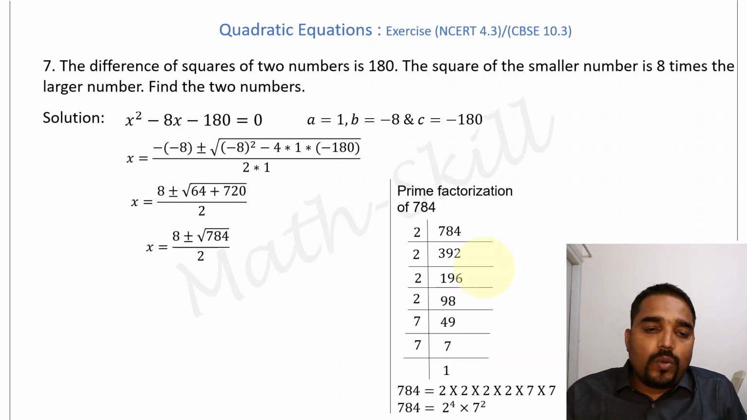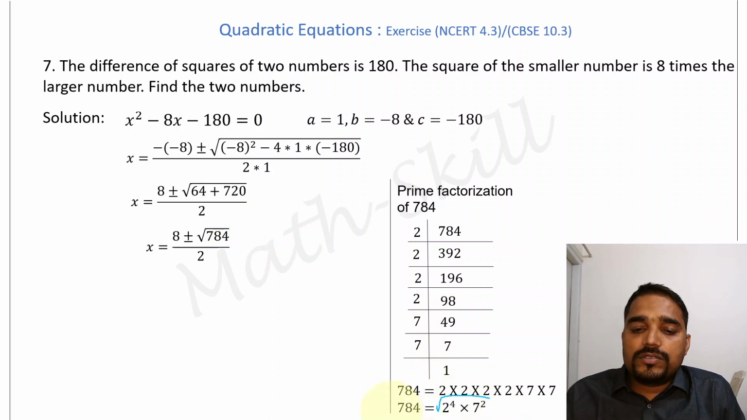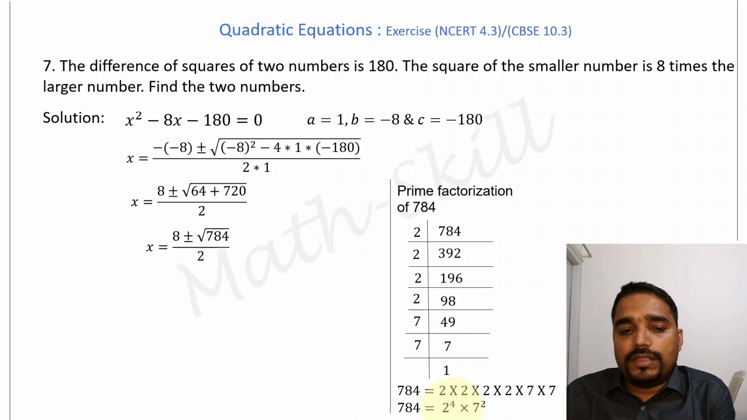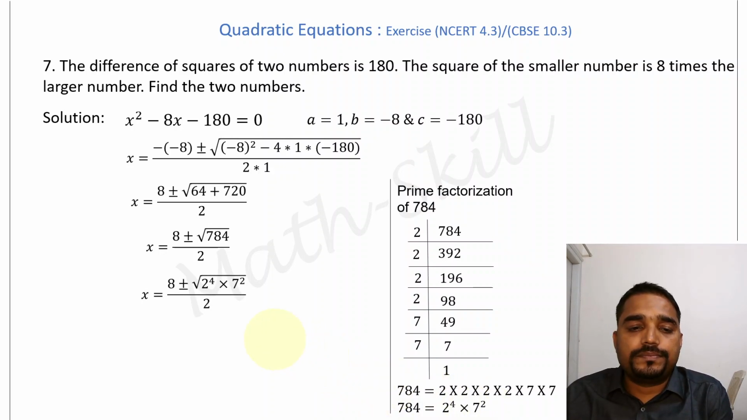Now, within the square root, instead of 784, I can substitute square root of 2 power 4 into 7 square, that is 7 power 2, which means out of 2 power 4 we would be left with 2 square, and out of 7 square we would be left with 7. So 2 square is 4 multiplied by 7 is 28.